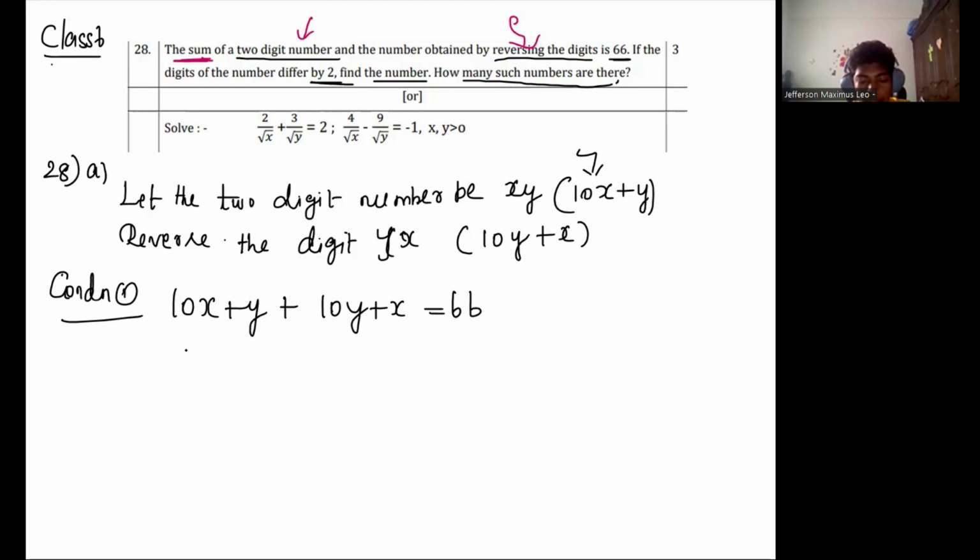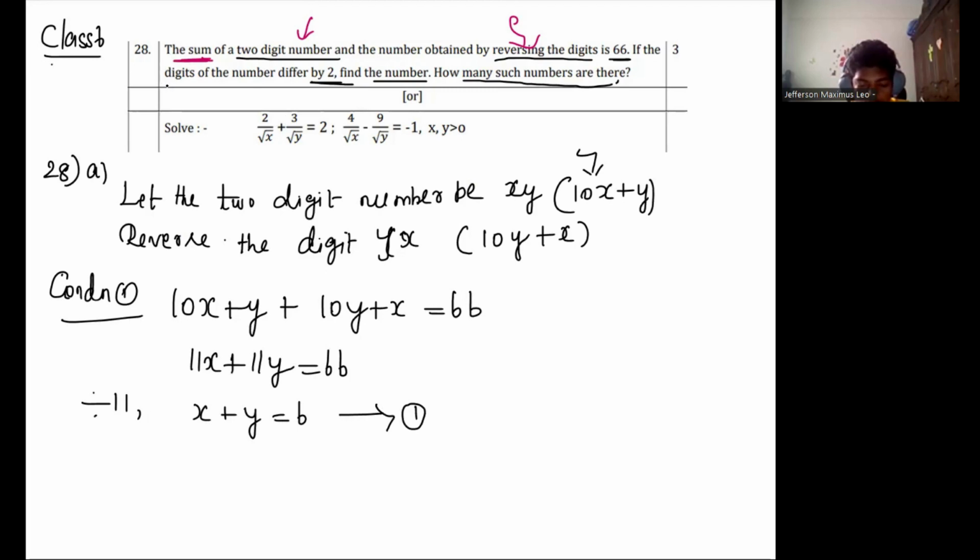10x plus x is 11x, plus 11y, equal to 66. So 11 we can take common. So x plus y equals 6. This is equation number 1.